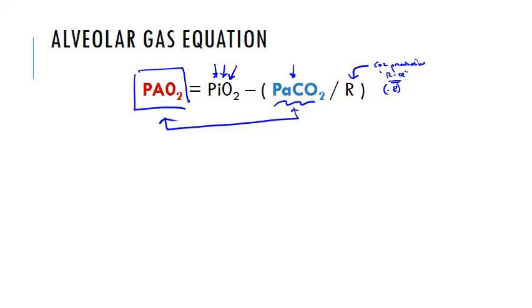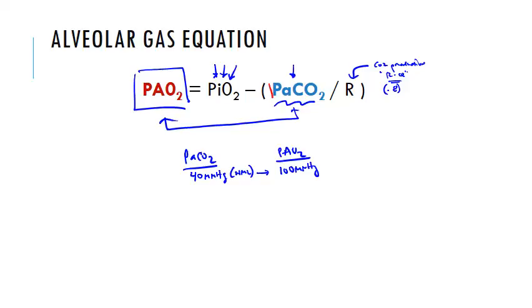In order to find this out, I'm going to make two columns here, and we're just going to plug in a few numbers. So when PaCO2 is 40 millimeters of mercury, which is normal, the PaO2 is about 100 millimeters of mercury of oxygen.